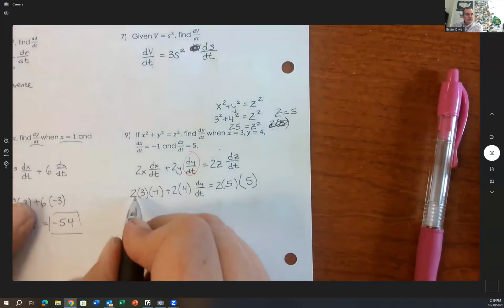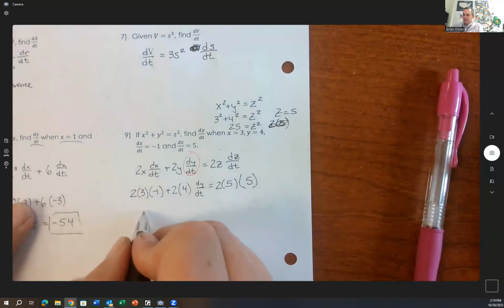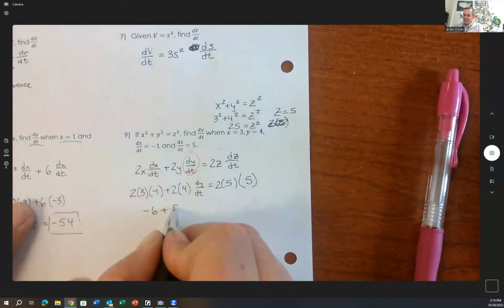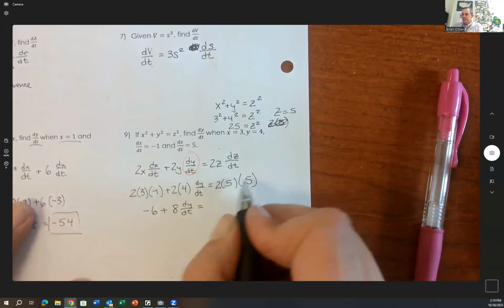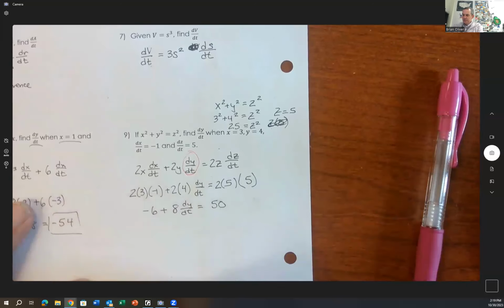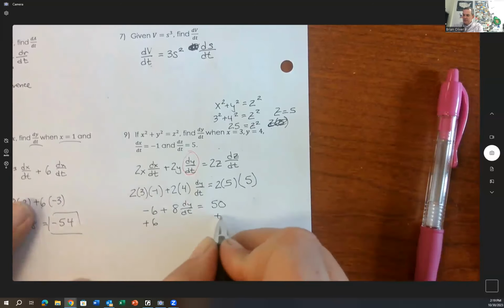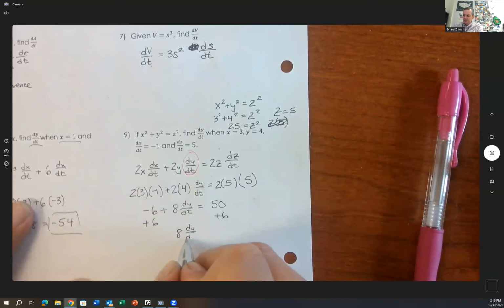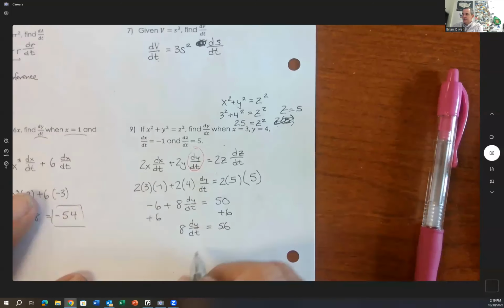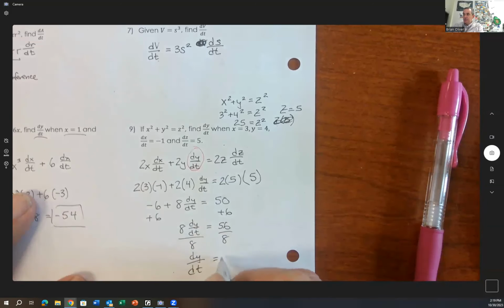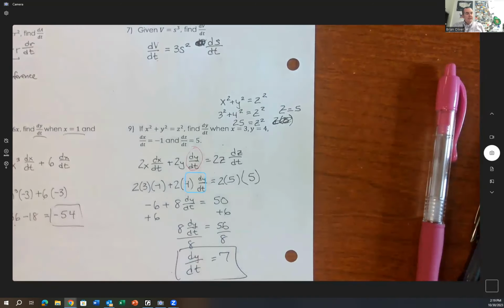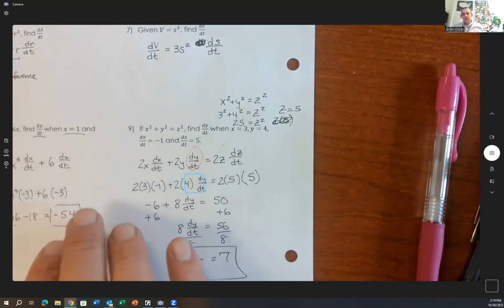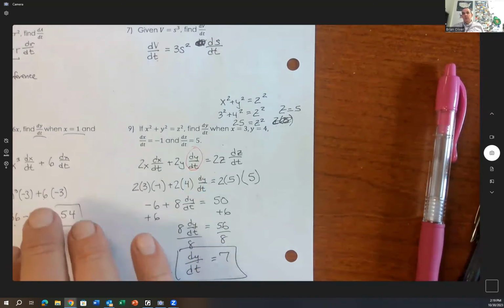So now when I combine, 2 times 3 times -1 is -6, plus 8 dy/dt equals 2 times 5 is 10, 10 times 5 is 50. I'm going to add 6 to both sides. 8 dy/dt equals 56. I'm going to divide both sides by 8, and I get dy/dt equals 7. So I figured that out. It's a little bit of algebra. And that is really what we are talking about with this notes section.